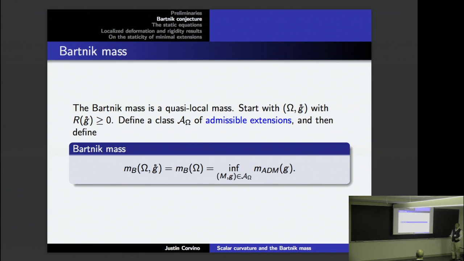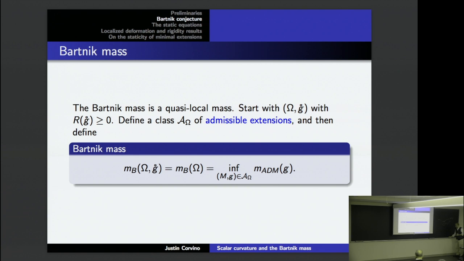So the Bartnik mass is a quasi-local mass. So we heard about some quasi-local masses yesterday. I'm just going to talk about this one. The idea is you start with some domain, some boundary, and you want to look at extensions. So here's omega with initial metric g. You want to look at extensions g containing this domain isometrically. These extensions are asymptotically flat, non-negative scalar curvature.